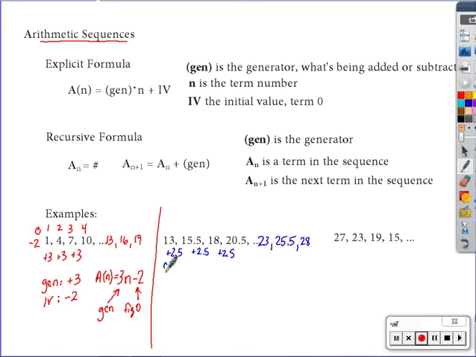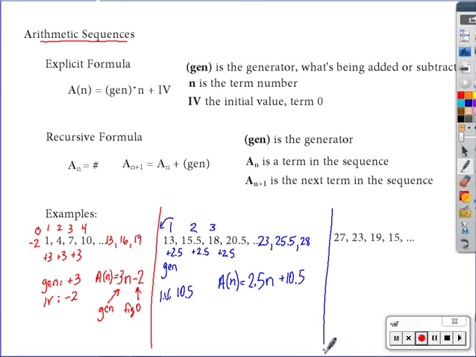The 2.5 is my generator. To find my initial value, I'd have to go backwards 1 spot from 13. 13 is my first term. 15.5 is my second term. 18 is my third term, the third number. The 0 number would require that I go backwards 1 time, which would be minusing 2.5 away from 13 to get 10.5. Again, writing that equation then is no more difficult than substituting the generator, 2.5. N is my variable. 10.5 is my initial value.